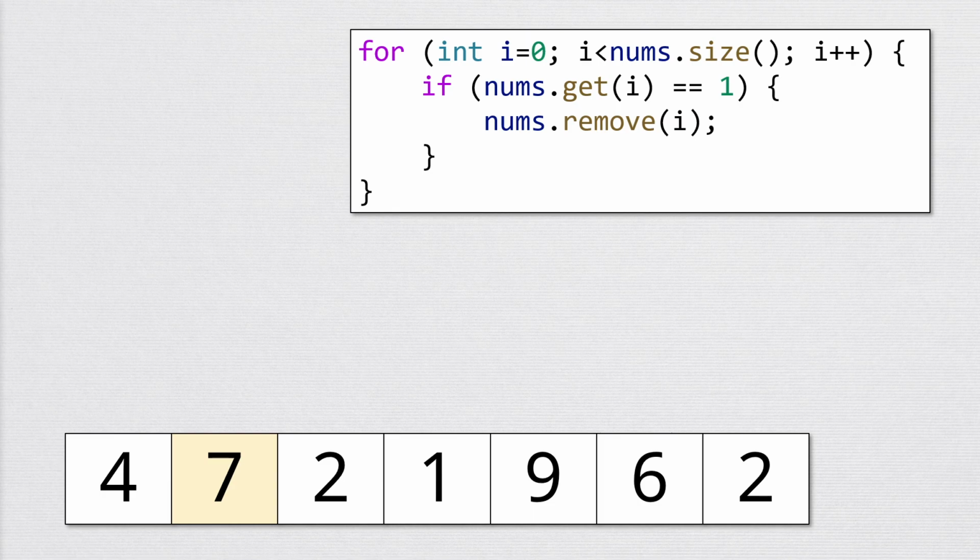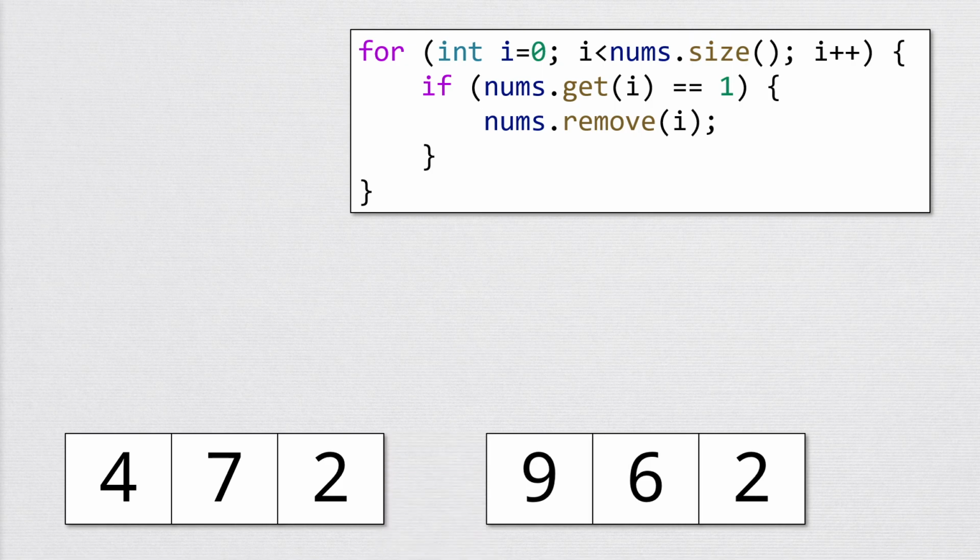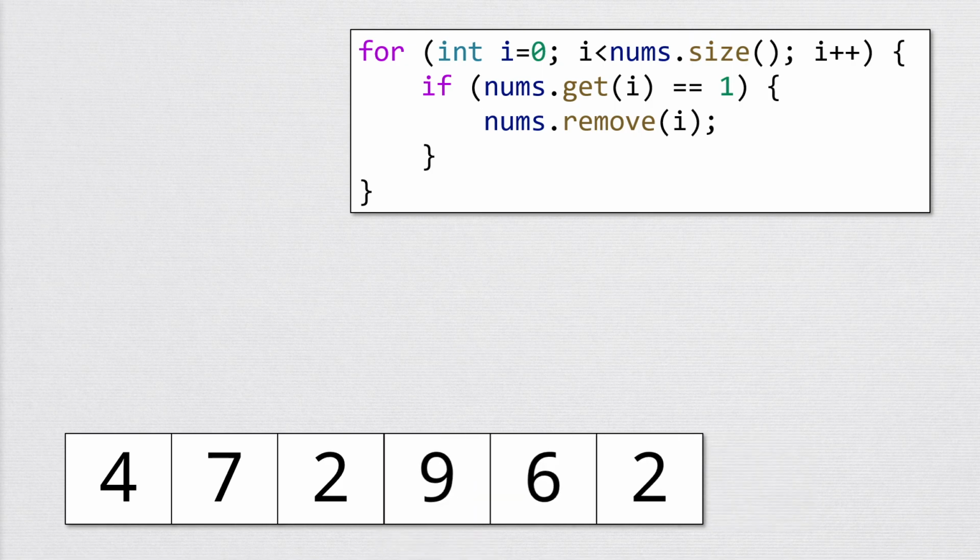7 doesn't equal 1, so we just move on. Same with the 2. And then we come to another 1, so we remove it, and everything shifts over. Next we check index 4, the 6. The 9 never gets looked at for the same reason we never looked at the 4. And then we check the 2, and we've looked at the entire list, and all the ones are gone. We got the right result, but we didn't look at everything, and that can cause a pretty big snag.